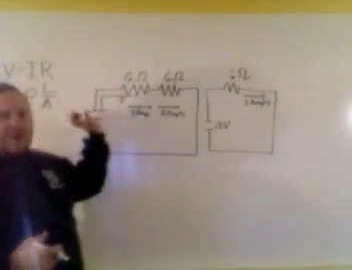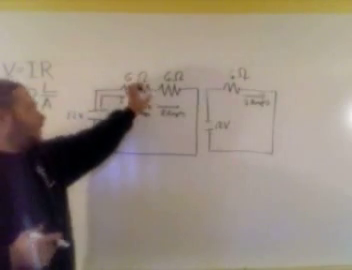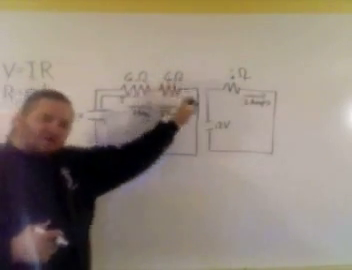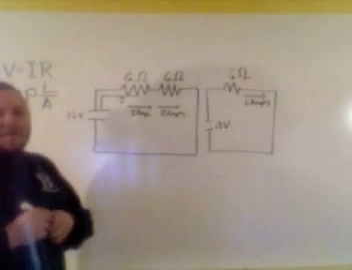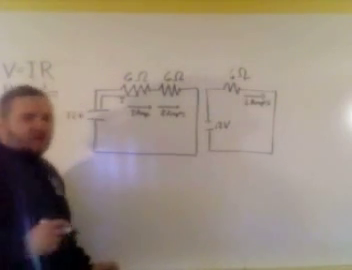But the idea that I'm releasing current and it's going to drop as it goes through one resistor, and then drop again as it goes through the other resistor, is not true. It's not how it works.